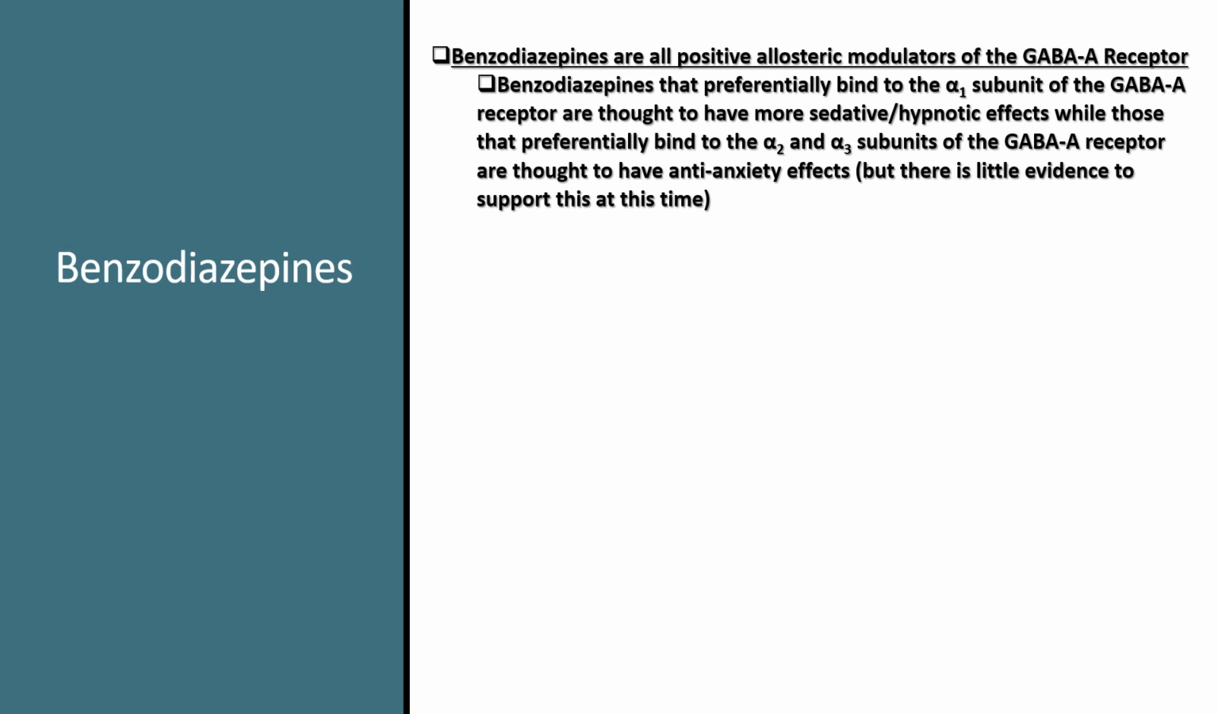So benzodiazepines are all positive allosteric modulators of the GABA-A receptor. Benzodiazepines that preferentially bind to the alpha-1 subunit of the GABA-A receptor are thought to have a more sedative hypnotic effect, while those that preferentially bind to the alpha-2 and alpha-3 subunits are thought to have anti-anxiety effects. Now, this is something that's more theoretical. There's very little evidence to support this, but it's a theory that you'll hear thrown around. There is a little bit of evidence to suggest this, but it's more indirect conclusions than anything.